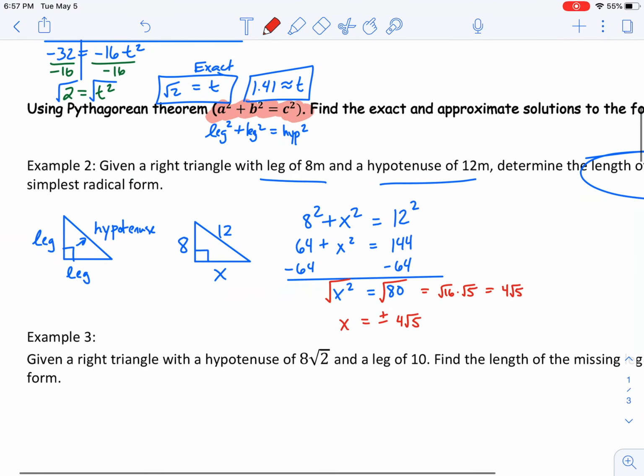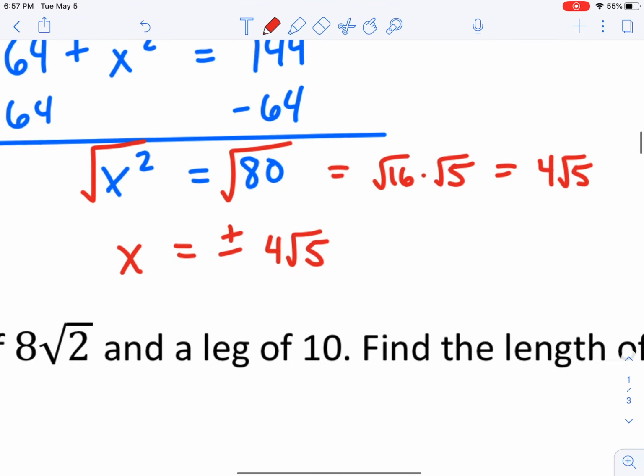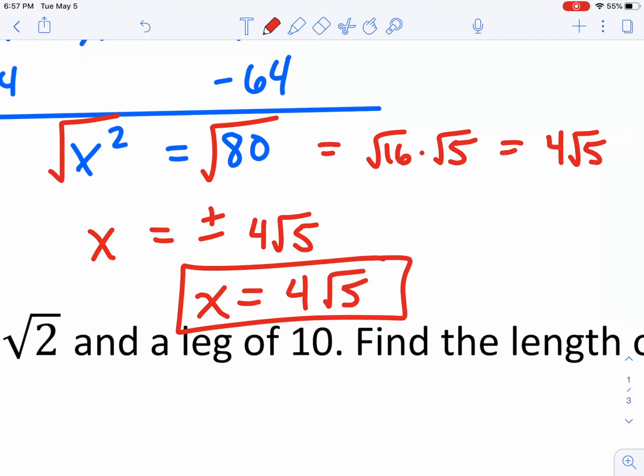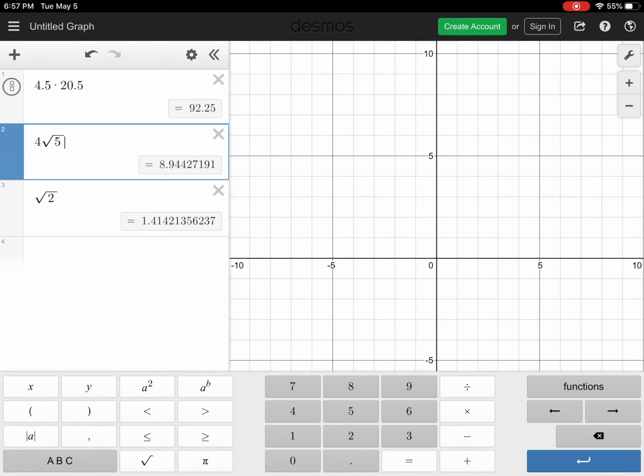But again, can you have a negative length for your leg? No. So our exact answer is 4 radical 5. And our approximate answer is, up here at the top, 8.94.